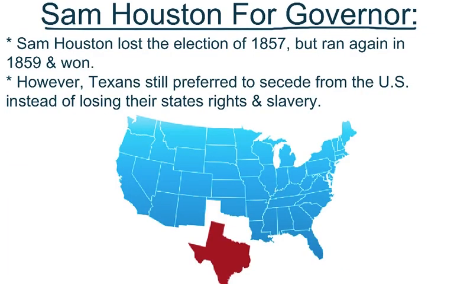Now, Sam Houston ended up losing the election of 1857. But don't worry, guys. He didn't quit. He didn't give up. He ran again in 1859 and won. However, many Texans still preferred to secede, or to withdraw formally from the United States, instead of losing their state's rights and slavery. So what they wanted to do was remove themselves from the United States, from the Union, to break off and to be able to continue to have slavery.